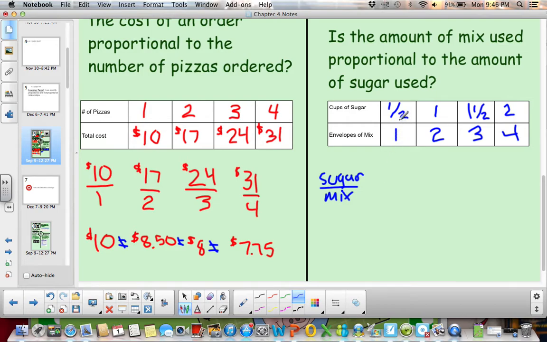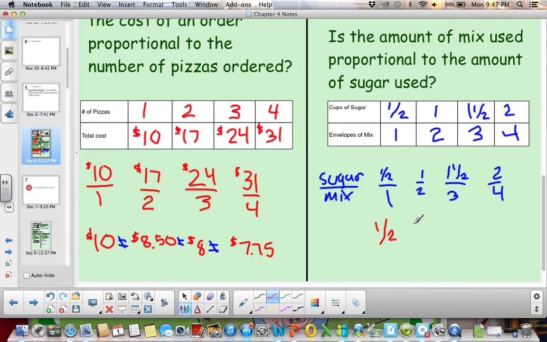So sugar over mix. So we have 1/2 over 1. We have 1 over 2. We have 1.5 over 3. And we have 2 over 4. So notice I'm using my information from my table to make ratios and then to figure out if they are equal or not. So 1/2 over 1, anything over 1 is the number, so 1/2 over 1 equals 1/2.